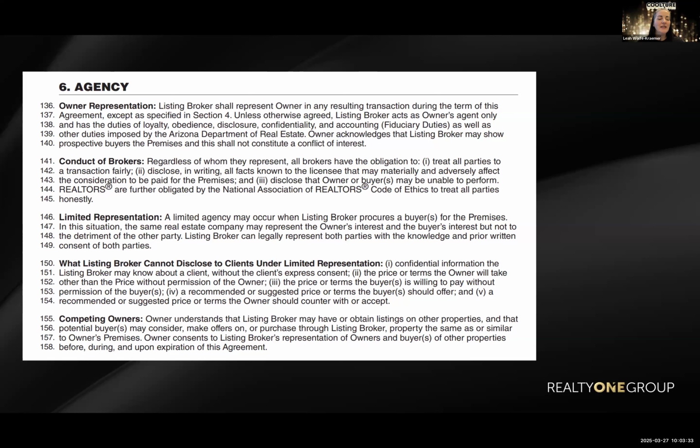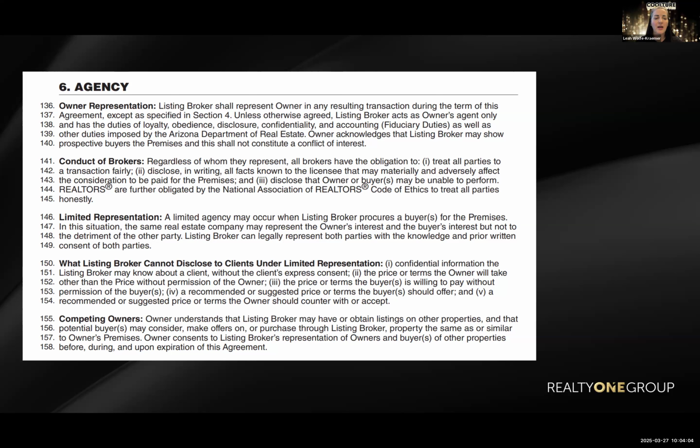So getting into the details, what listing broker cannot disclose to clients under limited representation? Confidential information the listing broker may know about a client without the client's express consent. Sometimes they'll give it to you. Like, sure, tell them we're getting divorced. Tell them that I need to move out because I have cancer, whether it's to elicit sympathy or understanding that the other side might use that as leverage. But there have been times where clients give the go-ahead in writing, like, yes, it's fine to go ahead and share this.